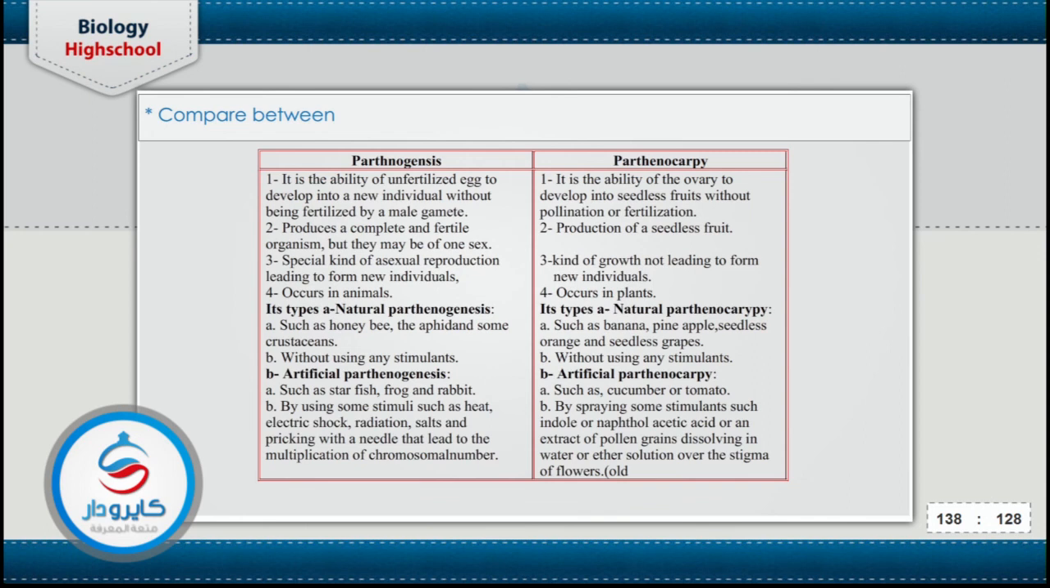ونقول الناتشورال parthenogenesis زي الهاني بي والافيد insect without using any stimulus or any stimuli. لكن لما اجي هنا برضه الناتشورال دي in banana and pineapple that means the formation of fruit without seeds، برضه without the interference of the human beings. لكن الارتفيشال بارثينوجينيسيس هنا ده از ستار فيش فروج رابت، ونقول الاستيمولاي اللي زي الالكتريك شوك والراديشن والسولتس والبريكنج ذا اوفم ويز نيدل وهكذا. لكن باجي للارتفيشال بارثينوكاربي هنقول از cucumber the tomato، ونقول stimuli as a spraying of the stigma of the flower with the andol or naphthol acetic acid or the extraction of the pollen grains.